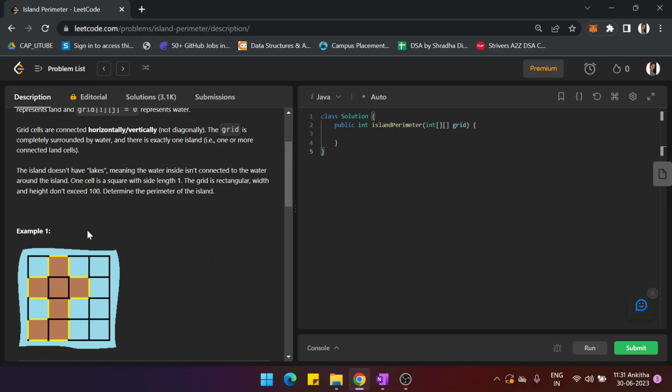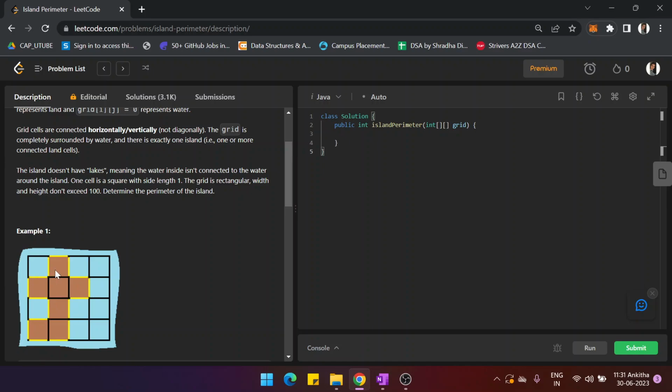So what they mean is they have given the matrix and some cells are representing 1, some cells are representing 0. The cells which are representing 1 are nothing but land. Cells representing 0 are representing the water. They have said there will not be any water surrounded by land. No, that will be a lake, right? If water is surrounded by land, that will be a lake. No, that is not present. Only one island is present, and you have to determine the perimeter of that island.